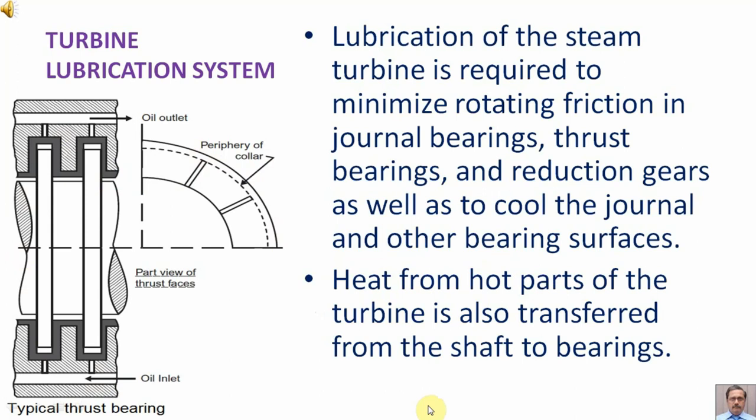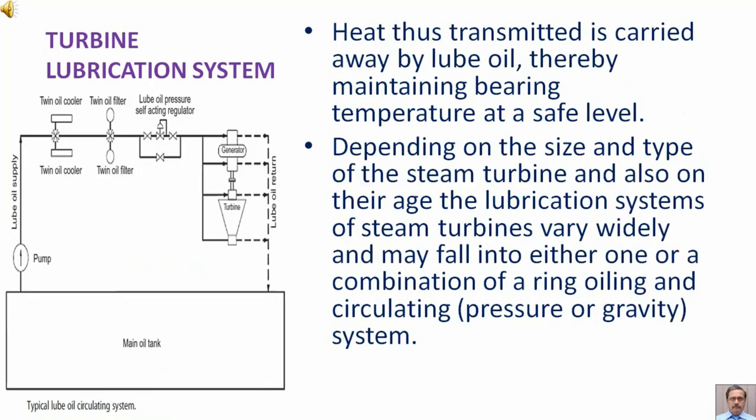Lubrication of the steam turbine is required to minimize rotating friction in journal bearings, thrust bearings and reduction gears, as well as to cool the journal and other bearing surfaces. Heat from hot parts of the turbine is also transferred from the shaft to bearings. Heat thus transmitted is carried away by lube oil, thereby maintaining bearing temperature at a safe level.